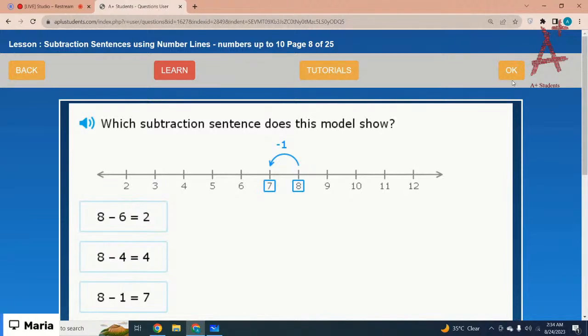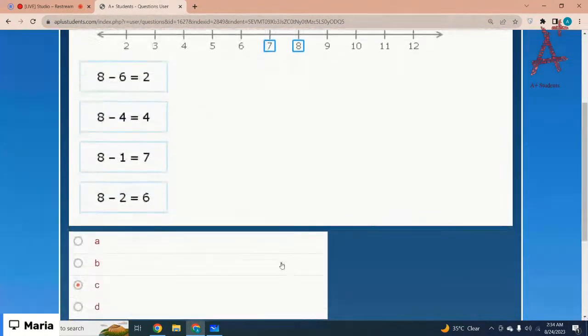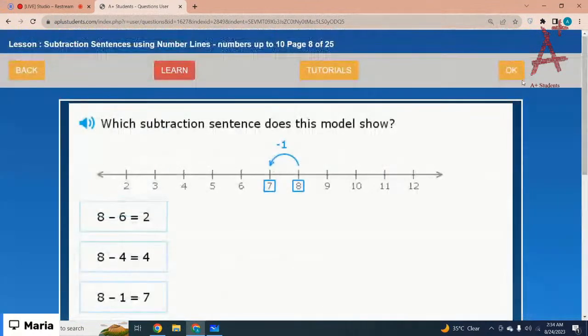Which subtraction sentence does this model show? So which is the correct option? You started with 8, you go back 1, and you ended with 7. That means 8 take away 1 equals 7. That would be A, B, C. Option C is the correct option. Okay, that's the one I forgot to click on the okay button.